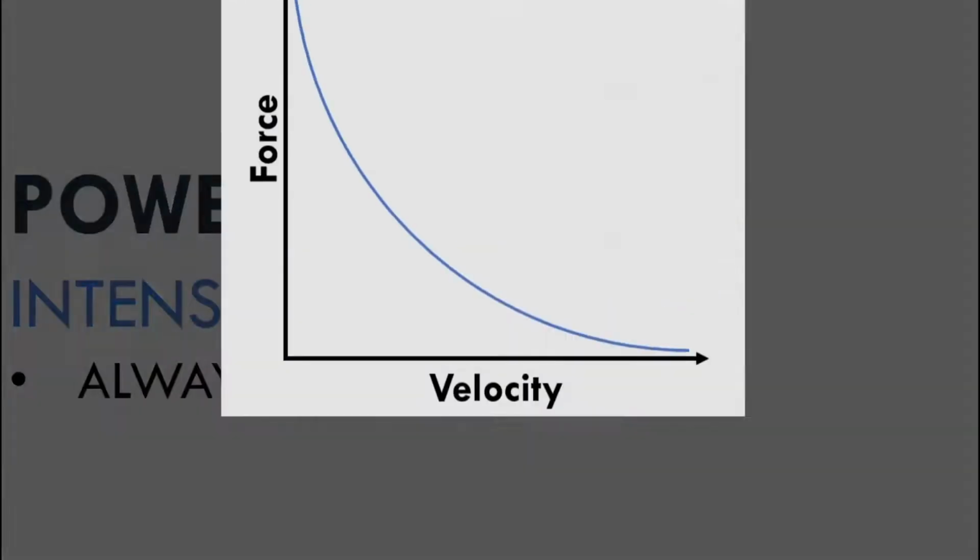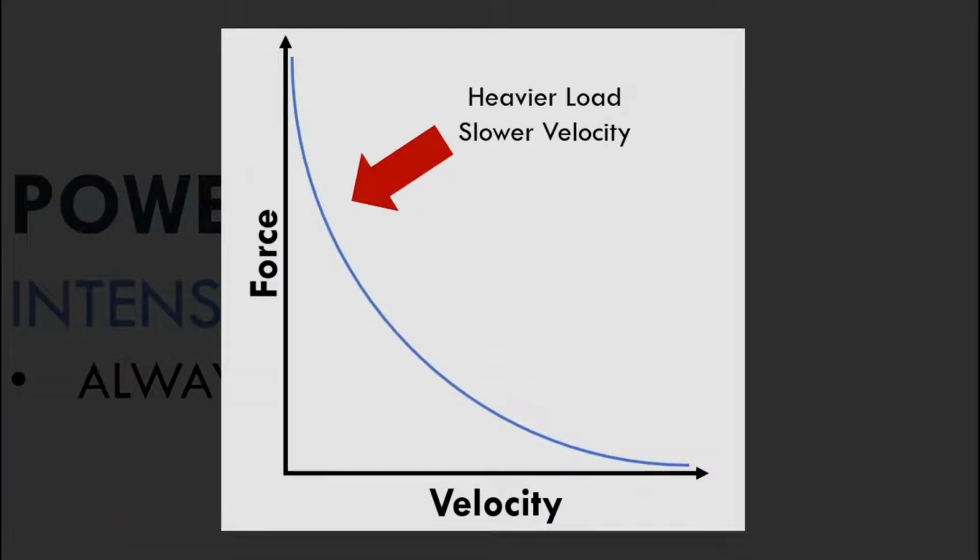For more force-dominant power exercises, the loads used will be heavier, which means the speed of movement will be slower. For velocity-dominant power exercises, the load will be less, while the speed of movement will be greater. That being said, the exercise should always be performed as fast as possible, regardless of the load.